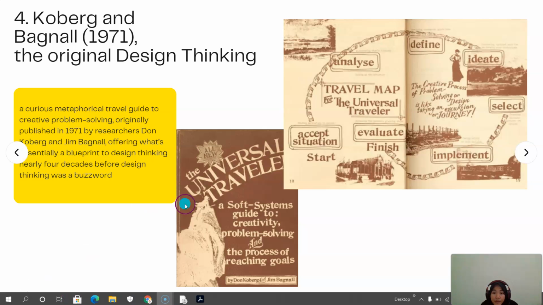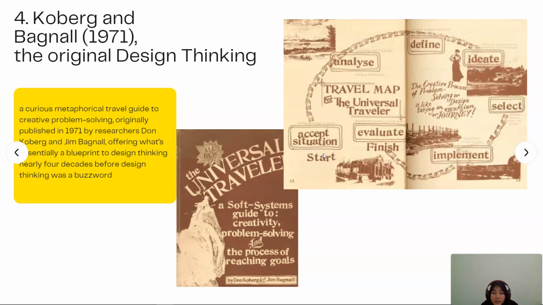So it starts with accept situation, which is actually you need to find ideas about the domain or the area that you want to study, where you have a problem. And then you analyze what you have. Then you define what the problem is, then you get some ideas. Then you select which process or solution you have proposed, and then you implement the ideas that you selected. Then you evaluate the ideas, whether they are okay or not for the problem. Then it is finished. So basically the idea is about the map, so that's what you call the travel map.